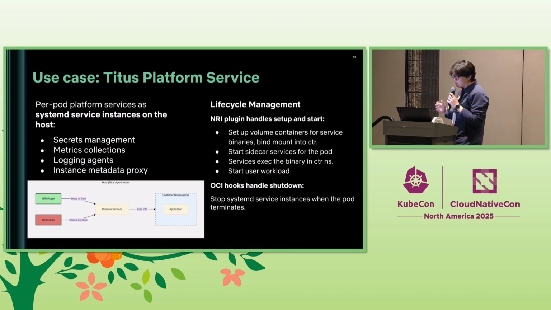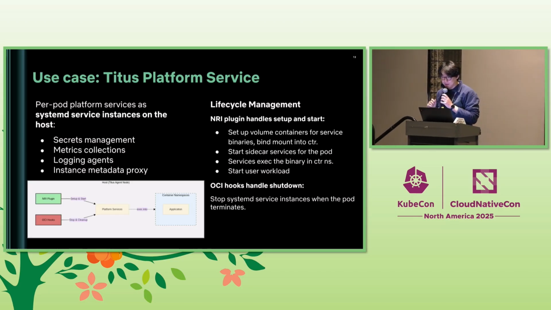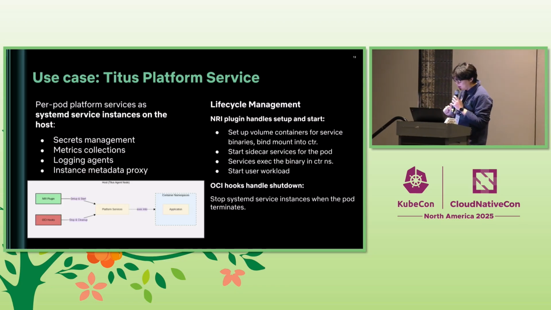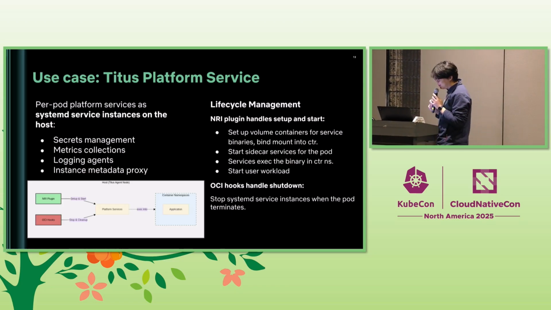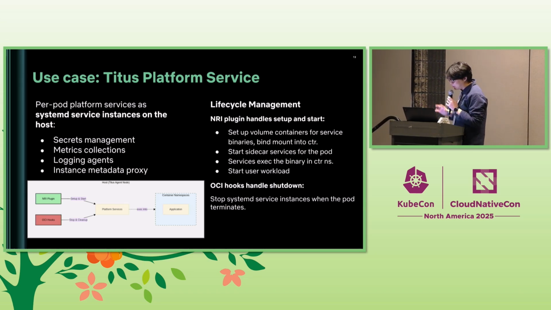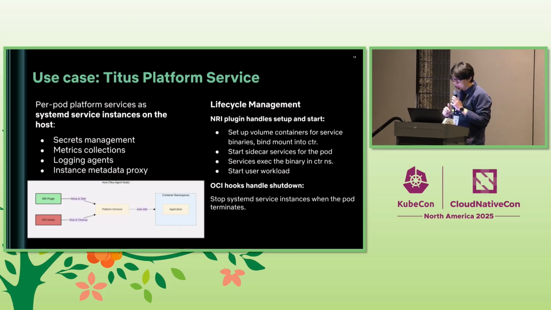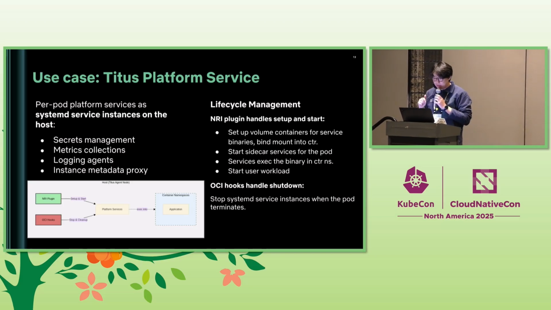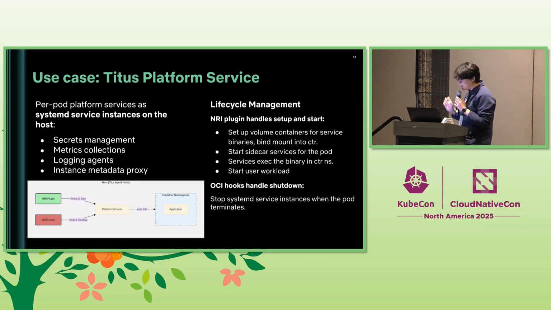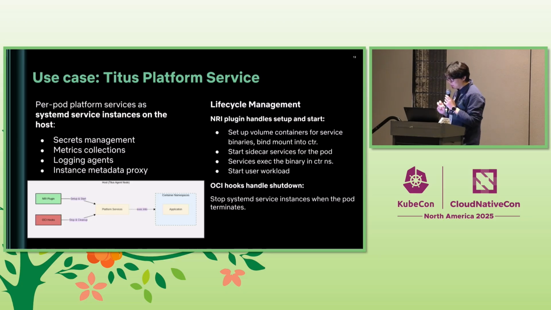Next, I'd like to share how we run these platform functionality services. How we run them today is also an anti-pattern we're lifting and shifting. We run per-pod platform services as systemd service instances on the host. For things like an instance metadata proxy, service secret management, metrics, and logging, we have individual platform service instances for each of those. The NRI plugin is responsible for managing the lifecycle of these platform services. It handles setting up volume containers for pulling down these actual binaries and starts the actual systemd service instances. And these service instances exec directly in the container's namespace.